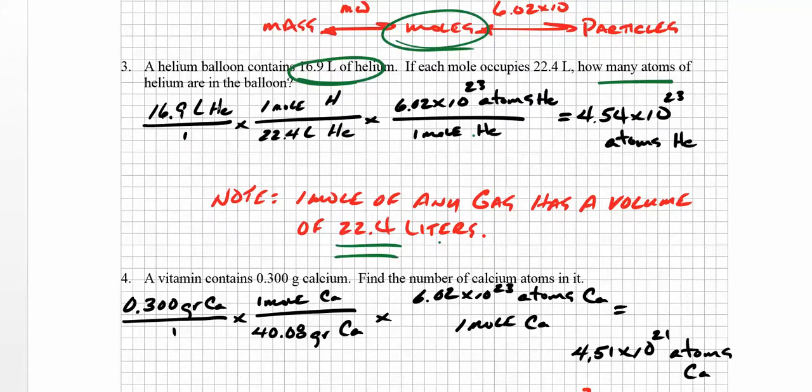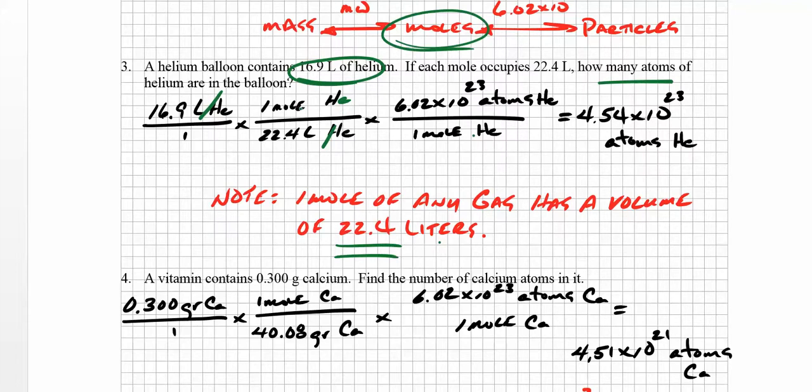We've got 16.9 liters of helium over 1, times 1 mole of helium over 22.4 liters of helium in the lower right, so the liters of helium cancel, leaving me with moles of helium. So I'm going to go through the moles of helium intermediate to get to what I'm looking for, which is the number of atoms of helium.